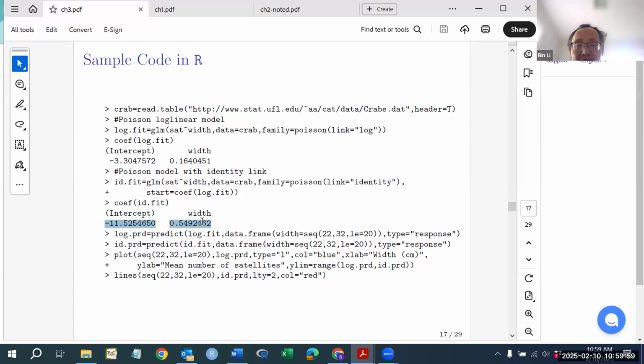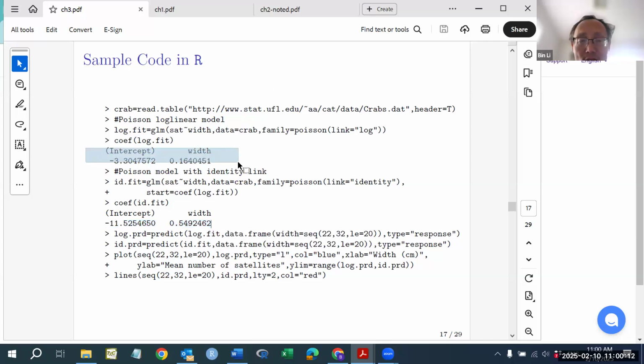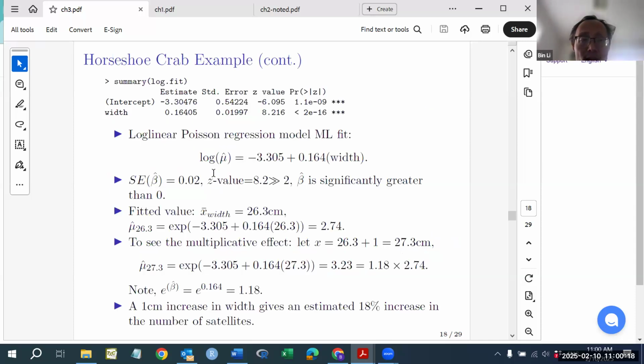Okay, so this one we've already seen the model. That's the intercept, that's the width. But for the log linear model, we model the log of mu through the linear function. So in that case, the intercept is this one, slope is this one. Okay, so this is the log linear model for the horseshoe crab example.